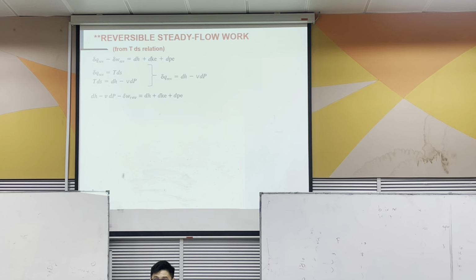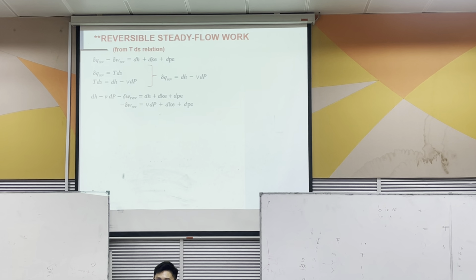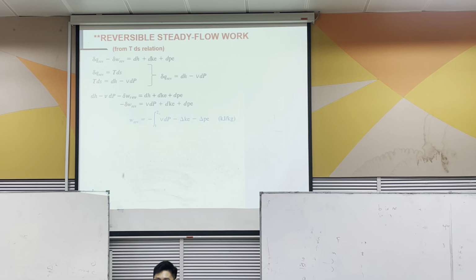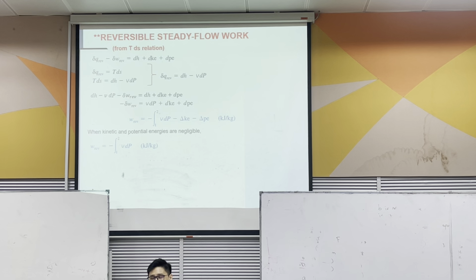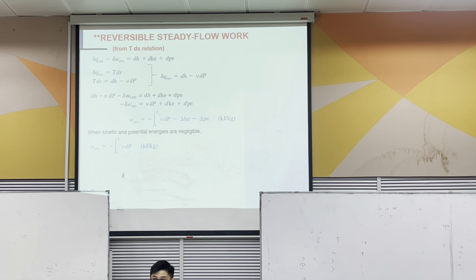So you sub this into this equation, then you will see that the delta H will cancel off, and you are left with the work. So the work is actually equal to V dP plus the change in K and change in P, and that's the integral of it. Actually, this is nothing new that you haven't learned. So when we ignore kinetic energy and potential energy, the work done in the steady flow process is actually the integral of V dP.